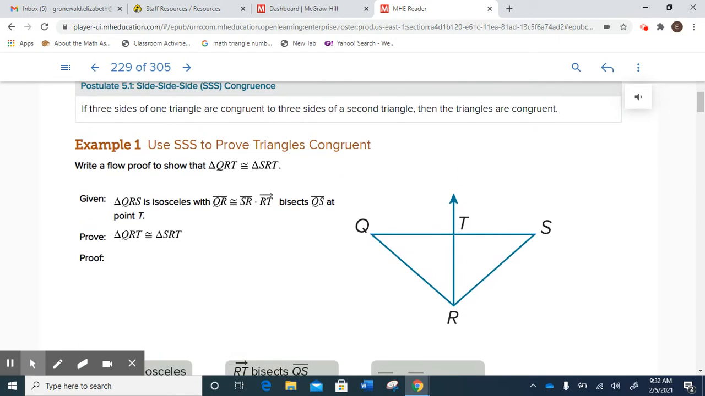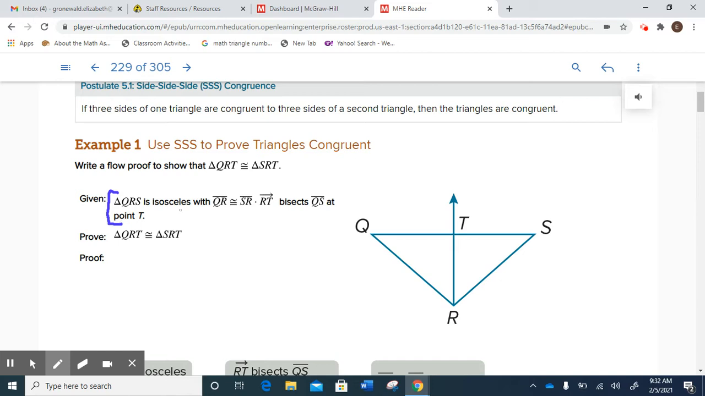It says, write a proof that shows the triangle QRT is congruent to SRT. So the right triangle is congruent to the left triangle. In a proof, you'll be given a little bit of information about your picture or your triangles. And it's important to go ahead and draw on the diagram what it is that they are telling you is the same or things that you know about it.